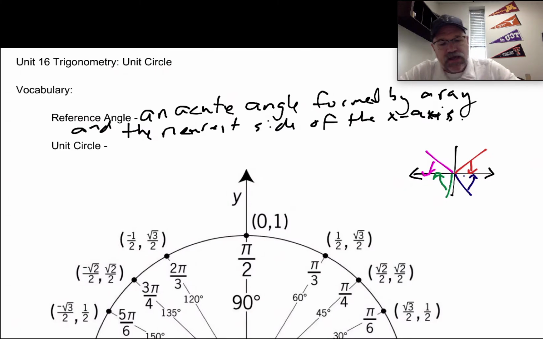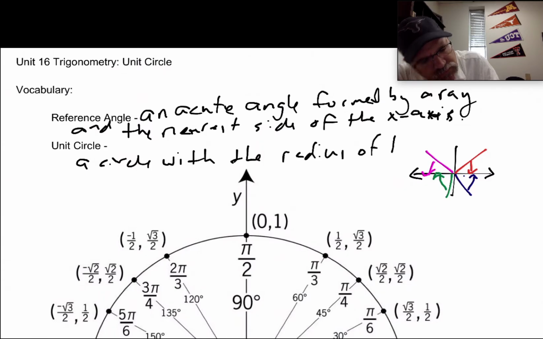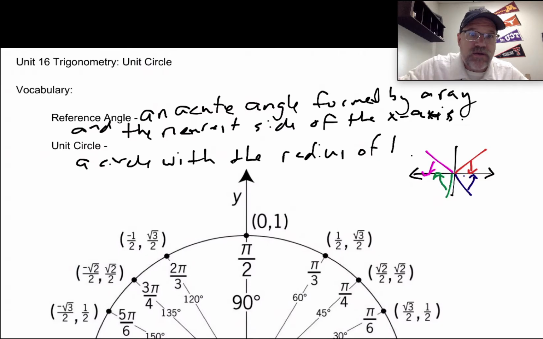So when I talk about the reference angle, it's always the ray itself with the nearest x-axis. Okay, so unit circle, and I kind of described what that is, but really a unit circle is just a circle with a radius of 1. Okay, so here's what happens, and this is the part that's very interesting.